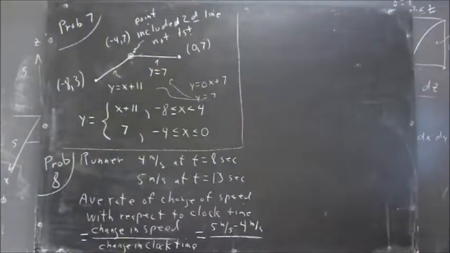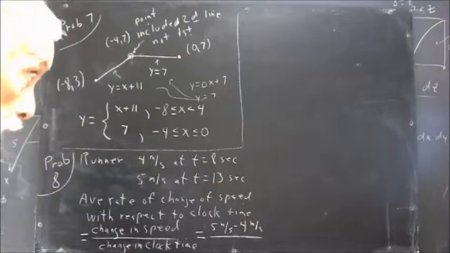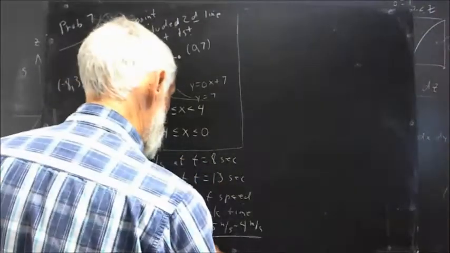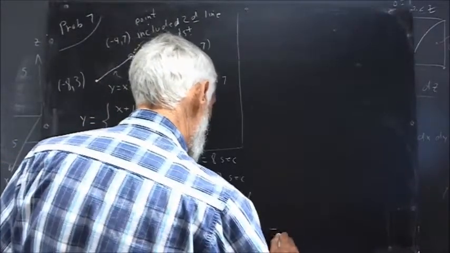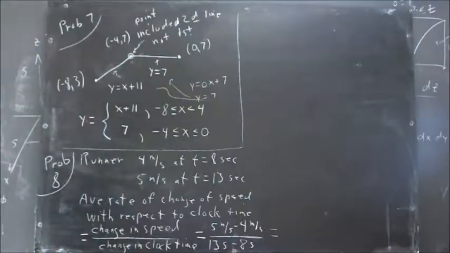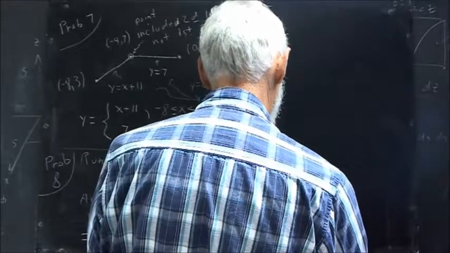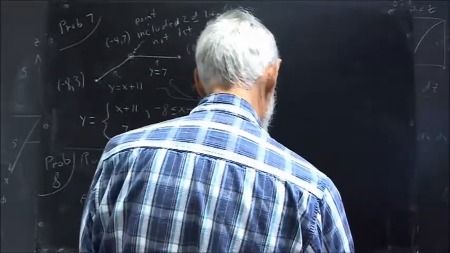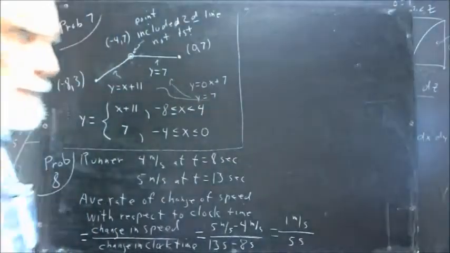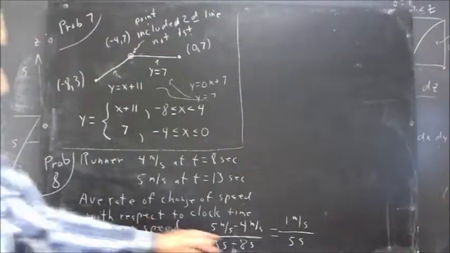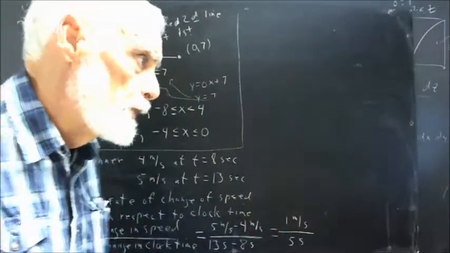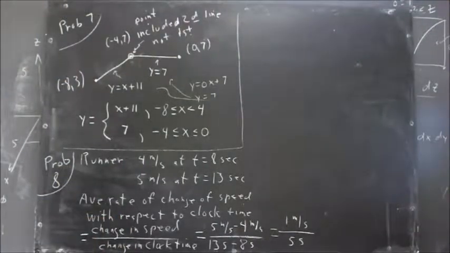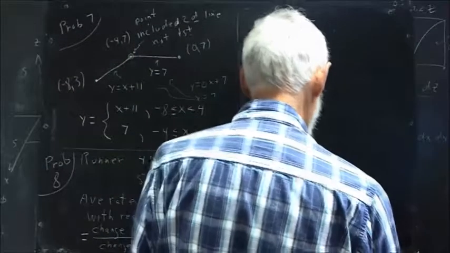What's the change in clock time? Well, the clock time goes from 8 seconds to 13 seconds. So the change in clock time is 13 seconds minus 8 seconds. And what's that equal? Well, this is 1 meter per second divided by 5 seconds. And we want to express that as a simple fraction. The 1 over 5, of course, can be left as 1/5, or we can calculate it as 0.2. And I guess I'll calculate that as 0.2.